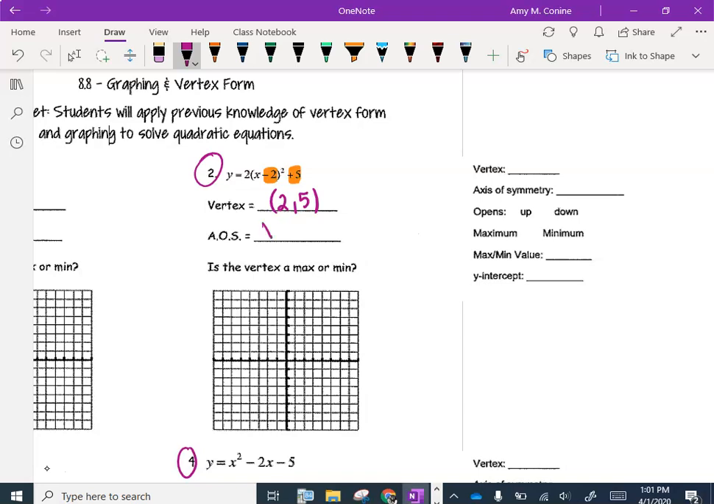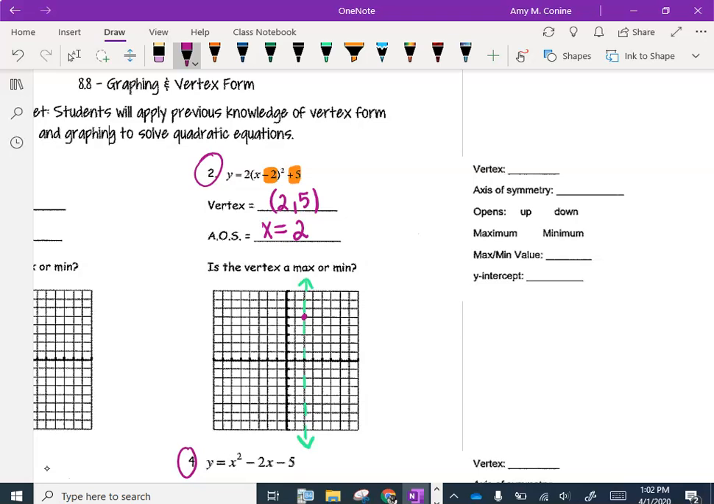So then our axis of symmetry, if you remember, actually goes through our vertex. So that's at x equals 2. So I can put on my graph x equals 2. I'm going to put my invisible line. I know my vertex goes through 2, 5. So 1, 2, 3, 4, 5.